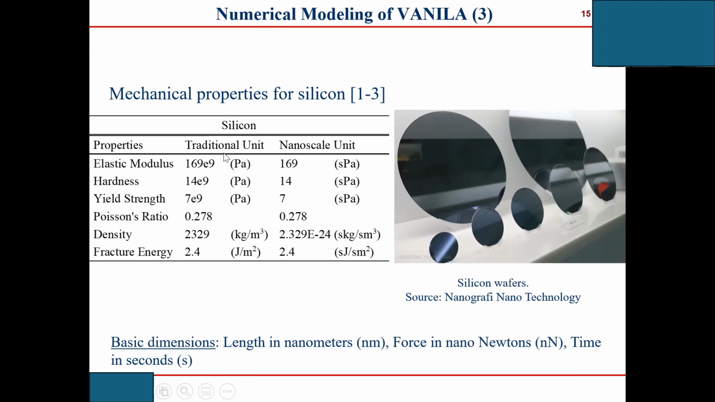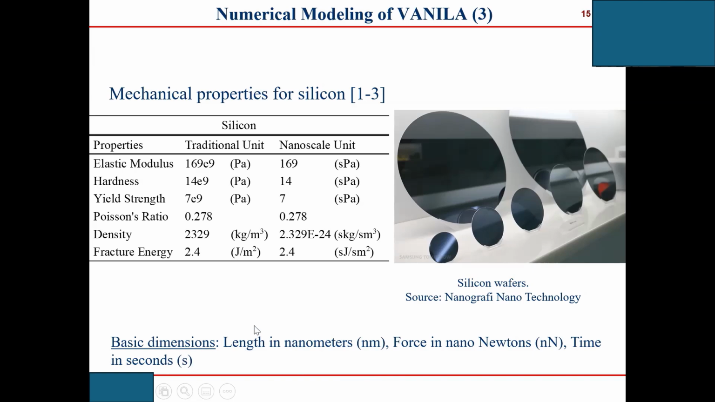Because we are handling nanomachining at the nanoscale, we need to calculate these nanoscale units. But pay attention to the units, because Abaqus does not have its own units. It is totally the researcher's responsibility to handle these units consistently and correctly. So these are the basic dimensions: length in nanometer, force in nanonewtons, and time in seconds.